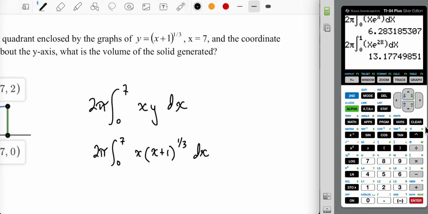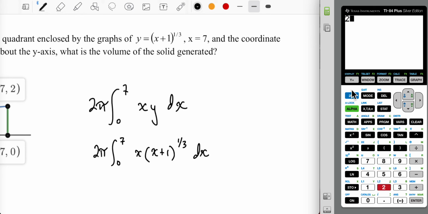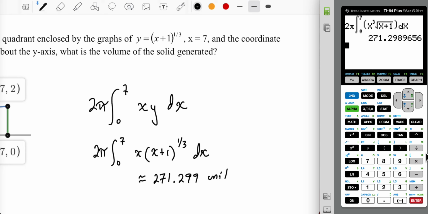Goes right to the calculator. Two pi multiplied by the integral over the interval of 0 to 7, x, and it's the cube root, so I'm going to use the 1/3 power, cube root, so math option 4, x plus 1 dx. And so we're looking at what we had before when we did this problem with the washer method, 271.299. And that's again units cubed.